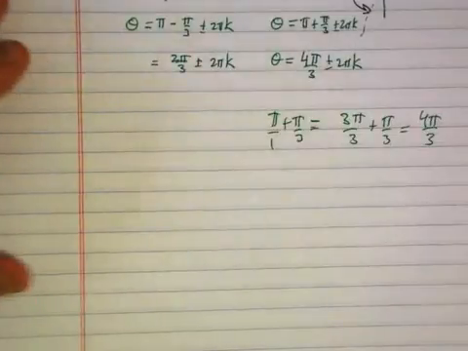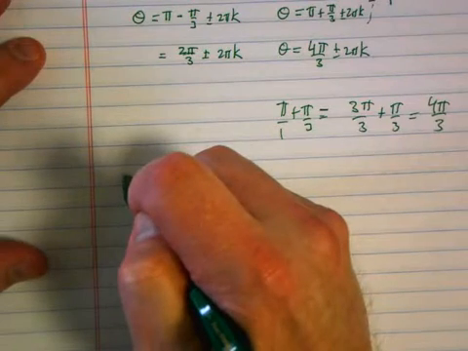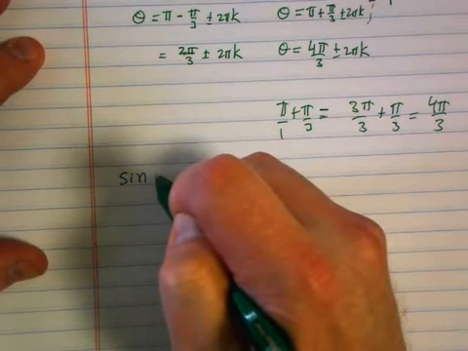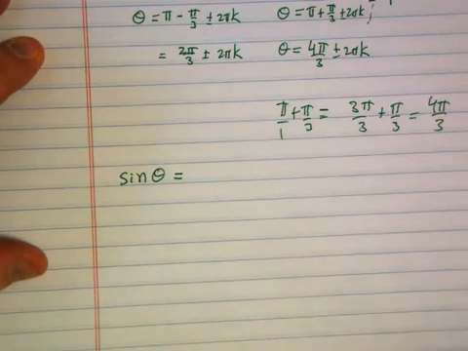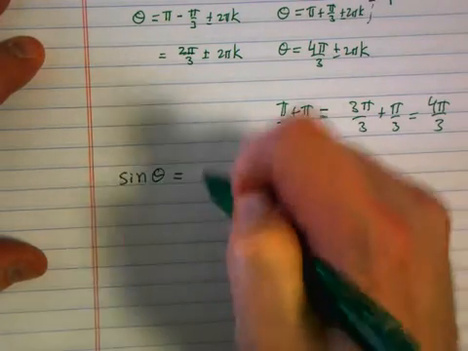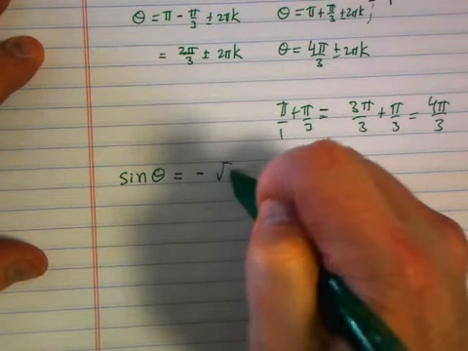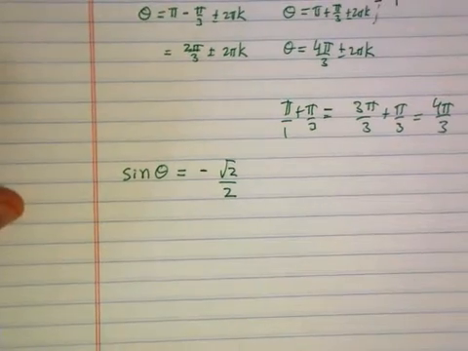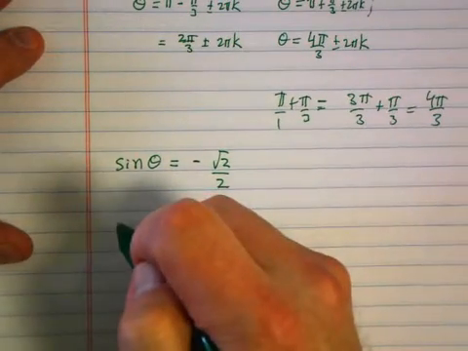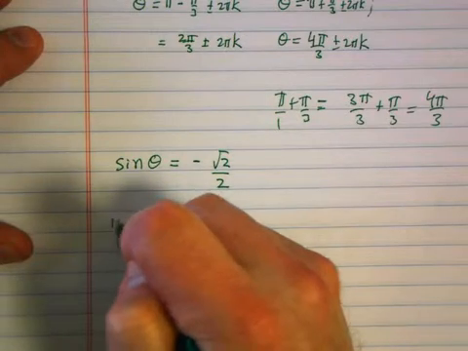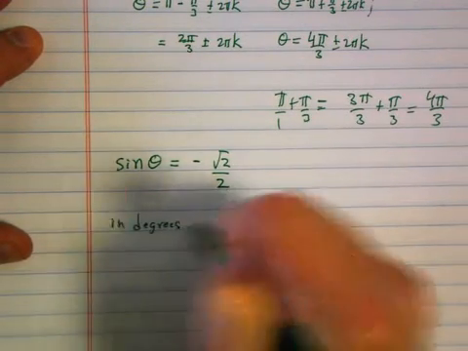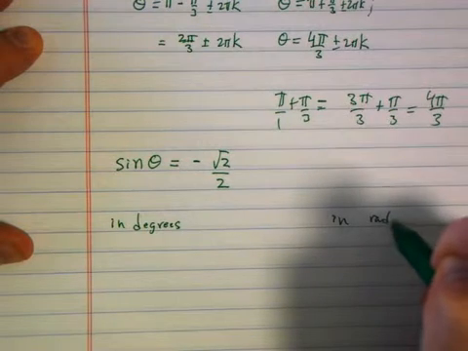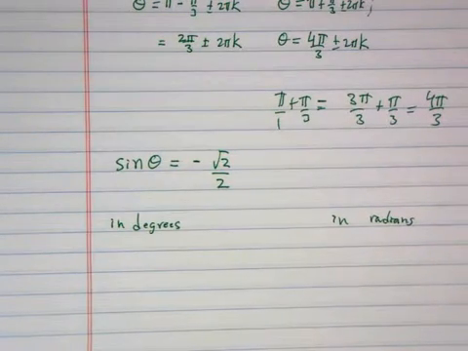Okay, how about sine of theta is minus square root of 2 over 2. And in your book, I noticed in most problems, they ask for two things. They ask for the answer in degrees, and they ask for the answer in radians. So we'll do both for this one, although I think most of you will find degrees much easier than radians. So I did radians first.